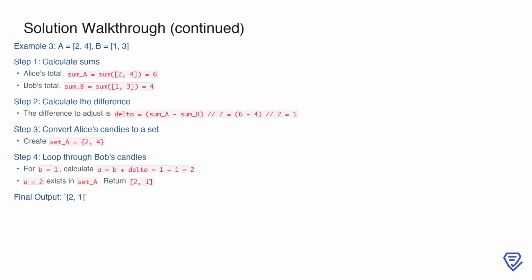Next, we convert Alice's candies into a set for faster lookup, resulting in set_A equals 2, 4. Now, we consider each candy size in Bob's array. For the first candy size, B equals 1, we calculate the corresponding candy size from Alice as A equals B plus delta, which equals 2. Since 2 exists in Alice's set, this swap works, and we can return 2, 1 as the solution. This ensures both Alice and Bob end up with equal amounts of candy.